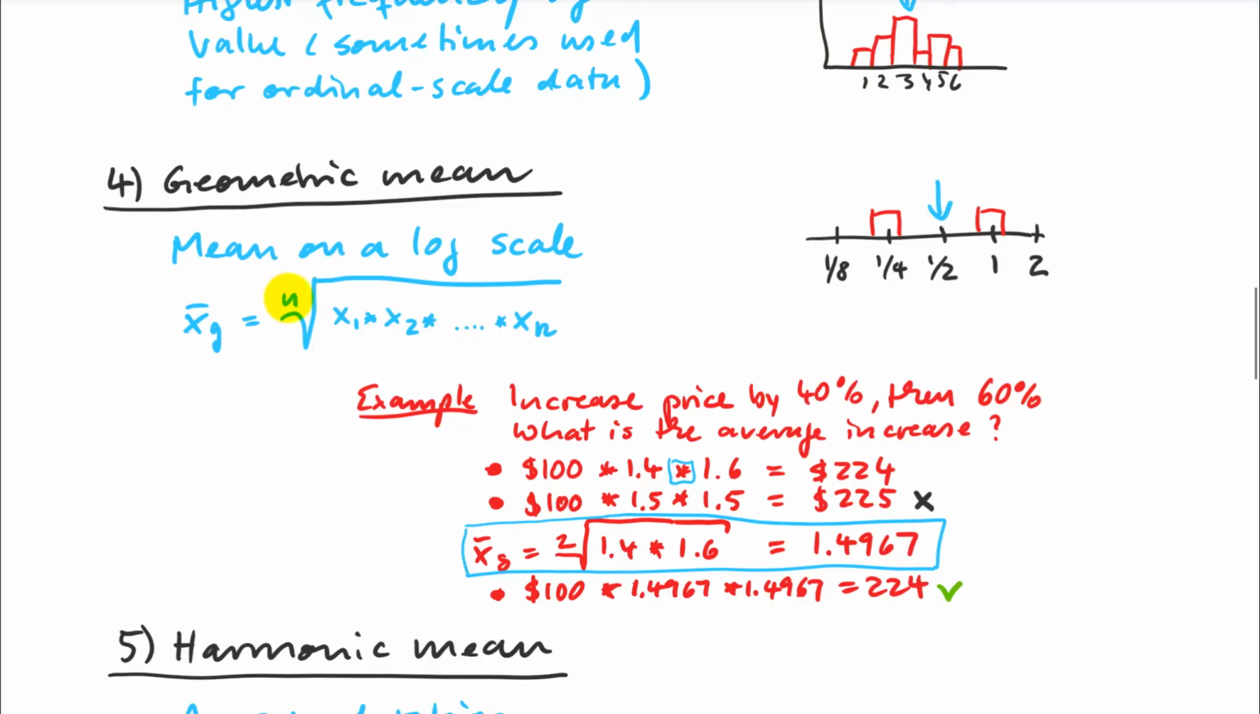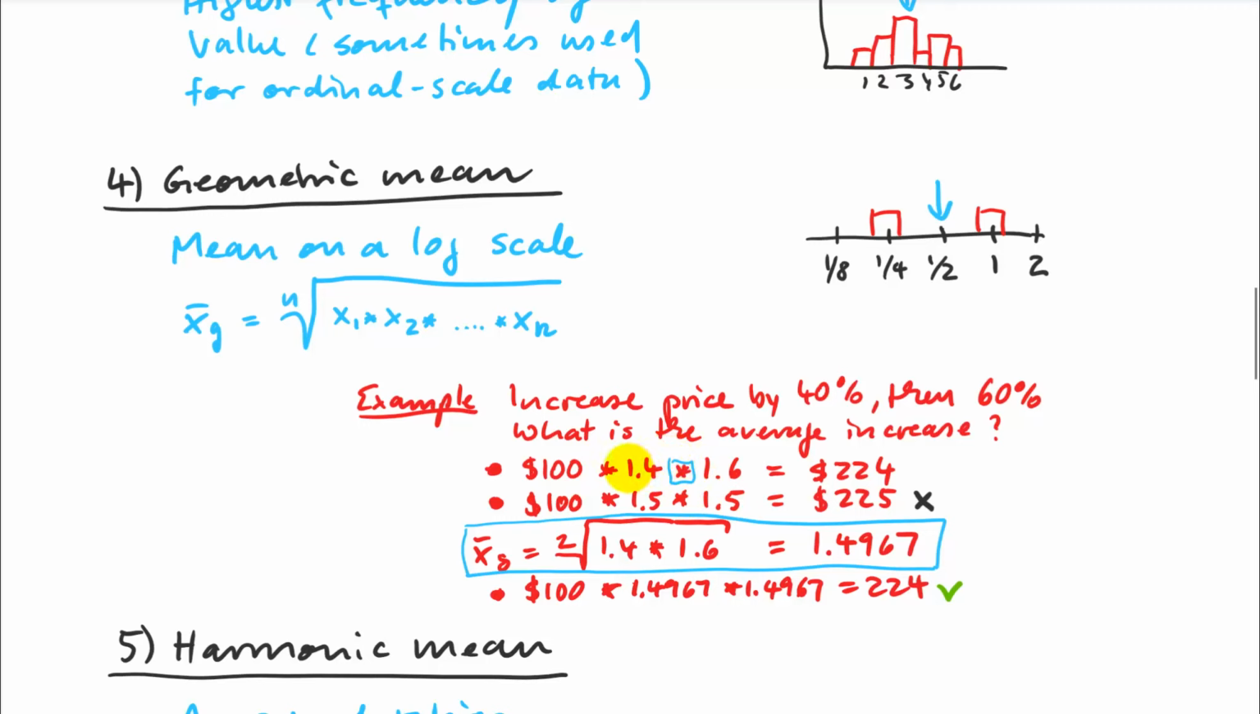And this does have its uses. So for example, if you have a situation where you increase your price of some item by 40% and then by 60%, what's the average price increase? So in that case, it's actually not 50%. If you calculate 100 times 1.4 times 1.6, then you get $224. But if you were to calculate a 50% increase twice, that gives you $225. So there the average does not work, and it's because you multiply those.